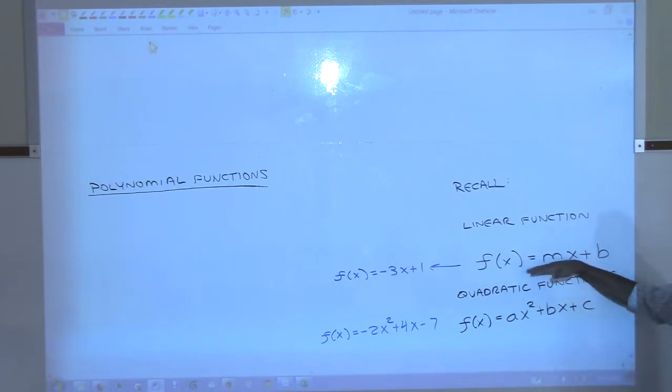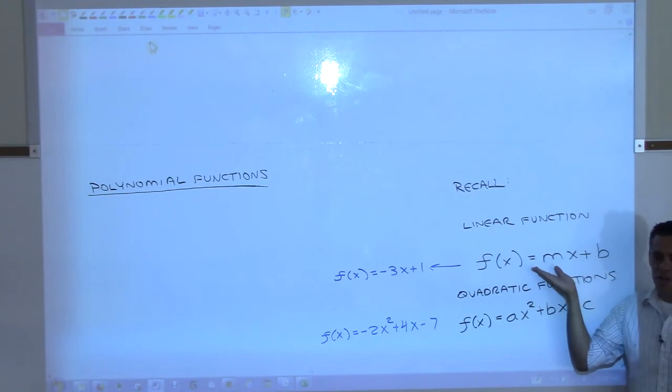So linear functions, quadratic functions. What were these useful for? Linear functions are good at modeling, like people make a certain amount of money per hour. You can model their pay. Anything that changes at a constant rate, you can use a linear function for.